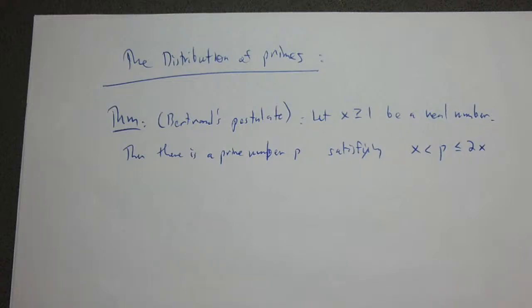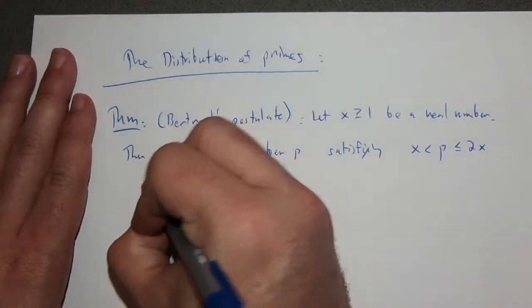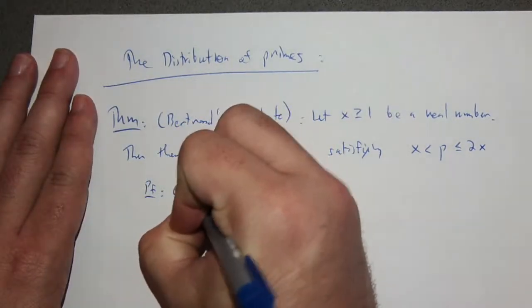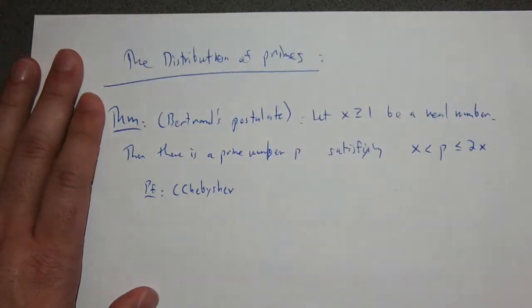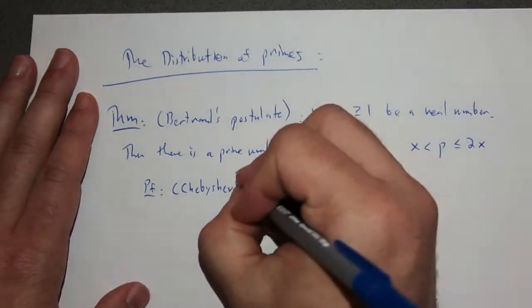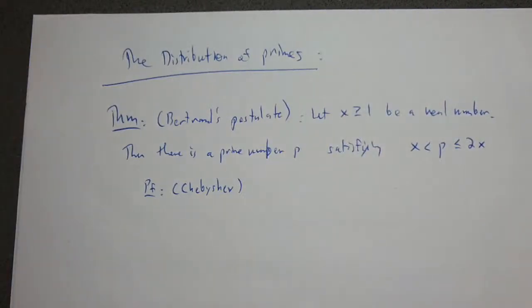So this was called Bertrand's postulate. This is proven by Chebyshev. I can't remember when this was done. I guess this would have been the middle to late 1800s, I think. Maybe it was a little bit earlier than that.